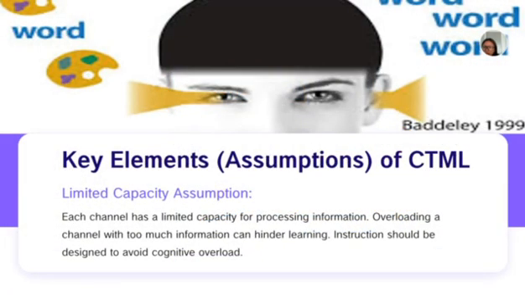Next is the limited capacity hypothesis, which emphasizes that our working memory capacity is limited. The brain can only process a limited amount of information at a time. If too much complex information is present during the learning process, the working memory is easily over-occupied, resulting in excessive cognitive burden. Cognitive overload interferes with students' understanding and memory of new knowledge.